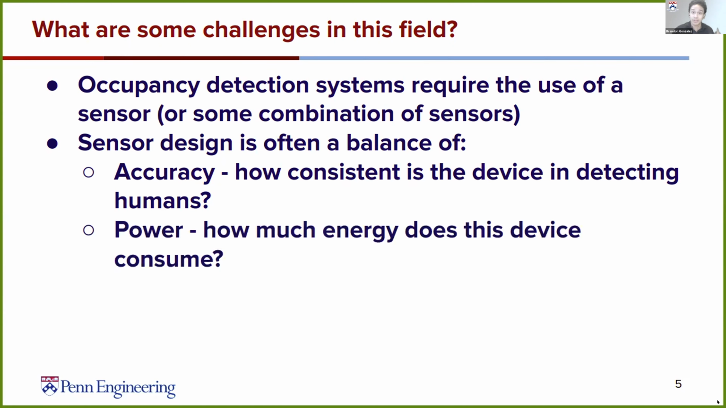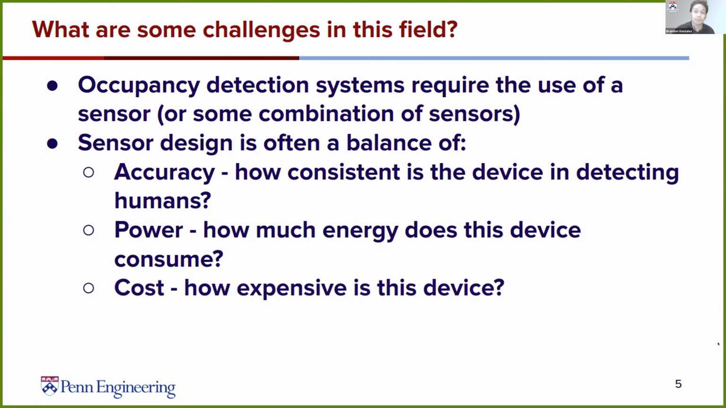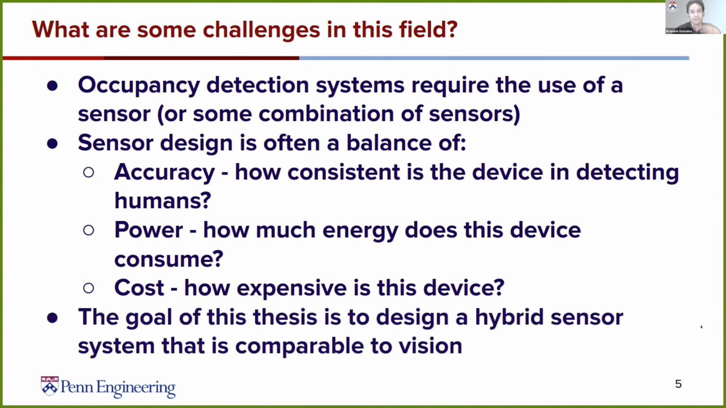Power consumption: how much energy is the device consuming both when it's inactive and when it's actively sensing someone in the environment? And the cost: how expensive is the device to manufacture, purchase, and integrate into your system? Because that's going to affect how you can scale the device, how you can scale the system and use it in lots of different environments.